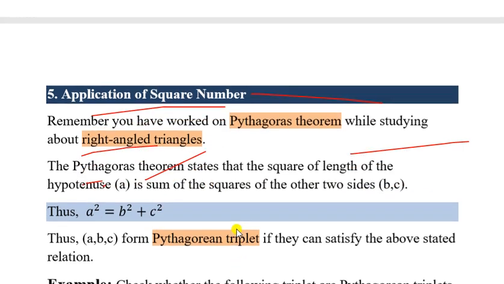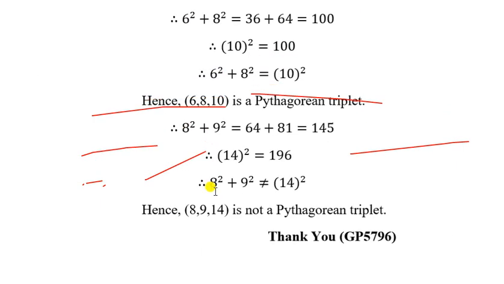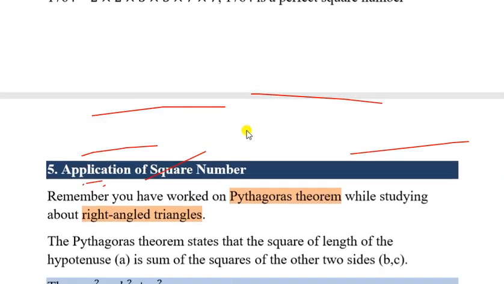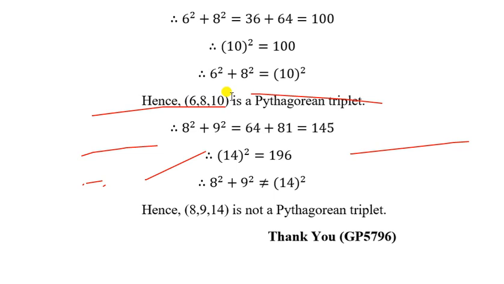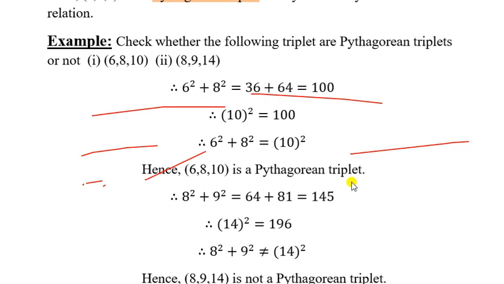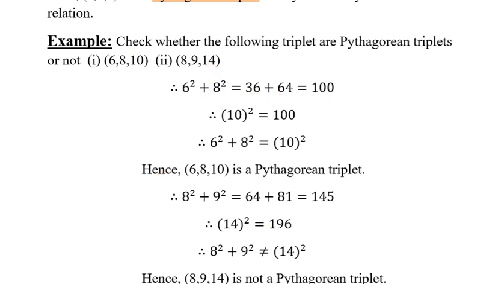And with this formula we can find a Pythagorean triplet. How to find a Pythagorean triplet? See, it's written, check whether these are Pythagorean triplets or not. So for this case you have to find whether the sum of the squares of the two smallest numbers is equal to the square of the largest number or not.